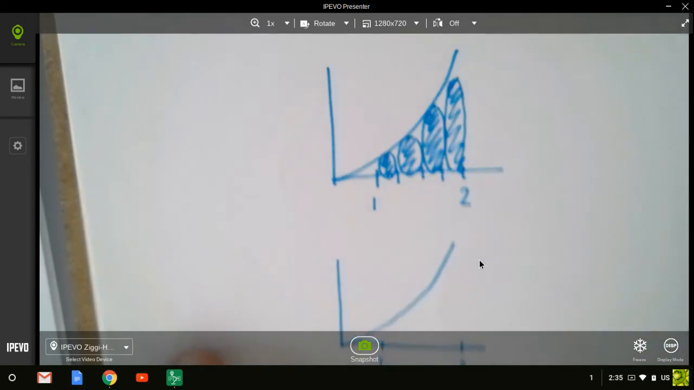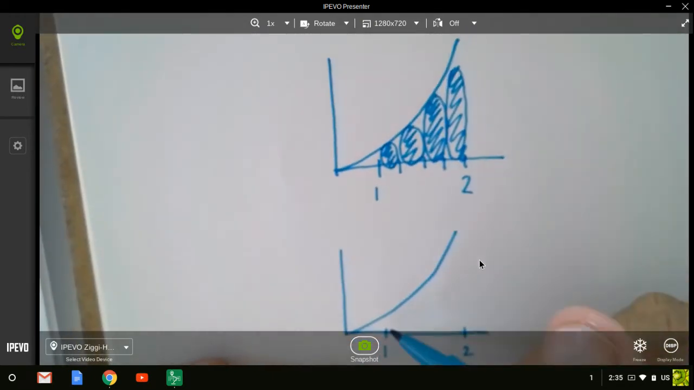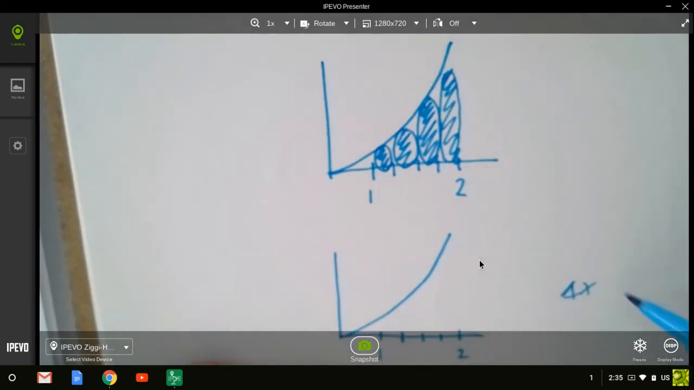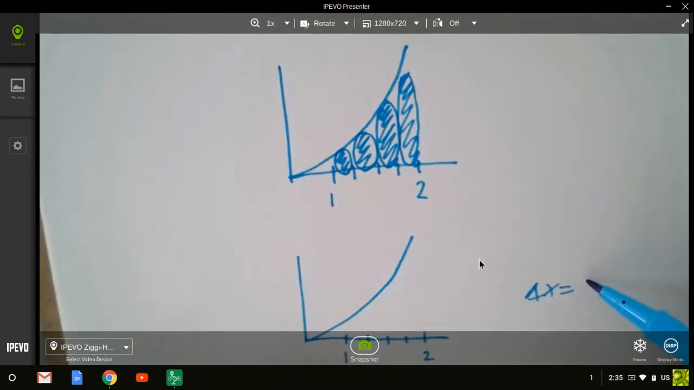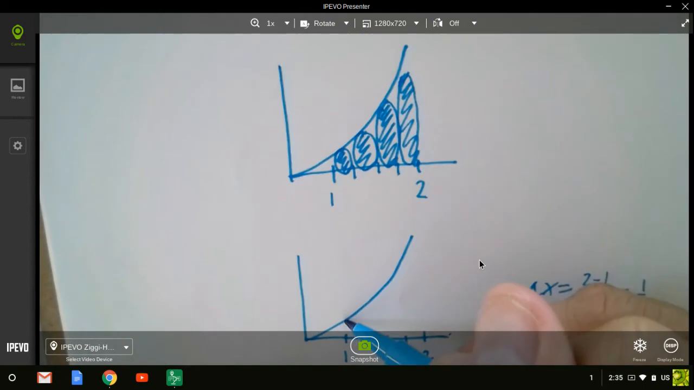So here's what the idea should look like. 4 equally spaced parts: 1, 2, 3, 4. We still determine the width by the same method. It would be 2 minus 1, the range, over 4, and that would still give us a width of 1/4. So the spaces are the same, but now the shape should look like this.